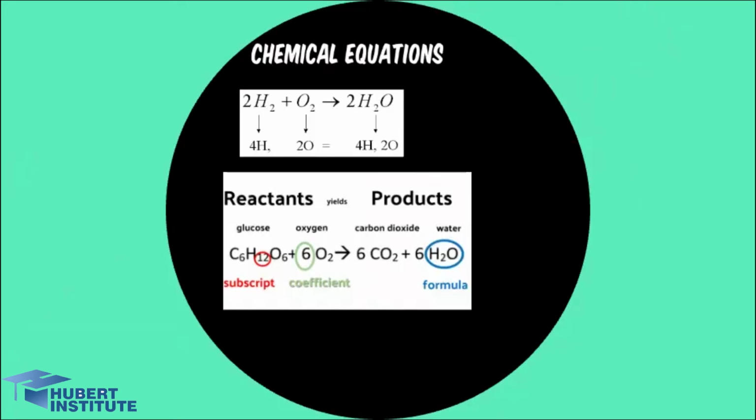For example, in the case of the first picture, which is hydrogen, we have 4 hydrogen because 2, which is the coefficient, times 2, which is the subscript, makes 4. So we have 4 hydrogen on the left side and 4 hydrogen on the right side. So basically, we have 4 hydrogen on the reactant and 4 hydrogen on the product. It has to be the same, and it is the same because we use subscripts and coefficients to make it like that. It's called stoichiometry as well.